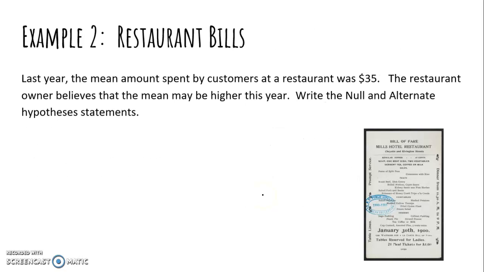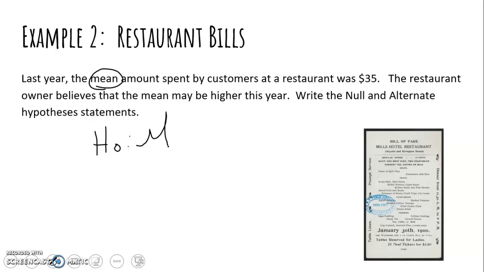So let's look at example 2. Last year, the mean amount spent by customers at a restaurant was $35. The restaurant owner believes that the mean may be higher this year. Write the null and the alternate hypothesis statements. So for the null statement, we will start by writing H subscript 0, and we are reading a claim about a mean, so we are going to use mu as our symbol for the parameter because we're doing mean.